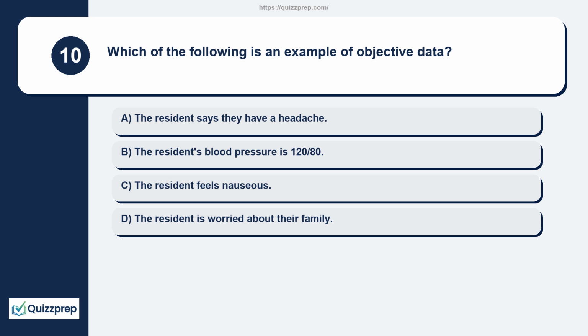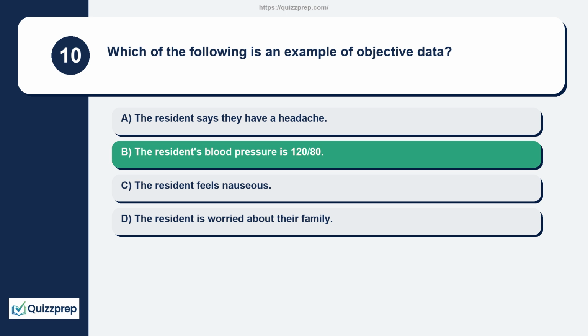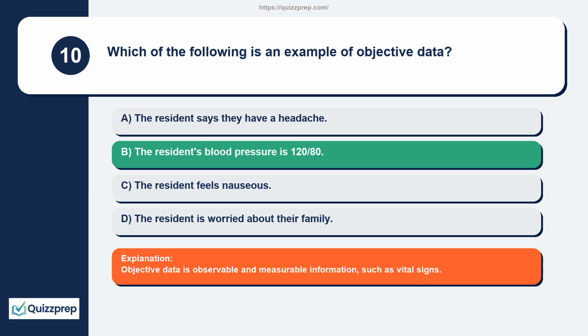Question 10. Which of the following is an example of objective data? The resident says they have a headache. The resident's blood pressure is 120/80. The resident feels nauseous. The resident is worried about their family. Objective data is observable and measurable information, such as vital signs.